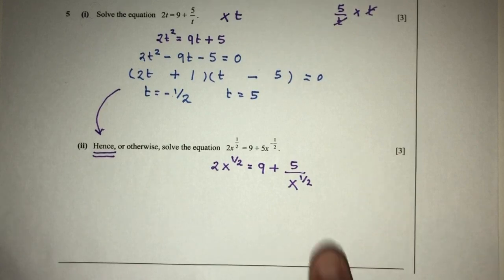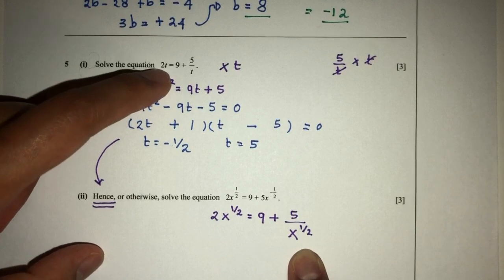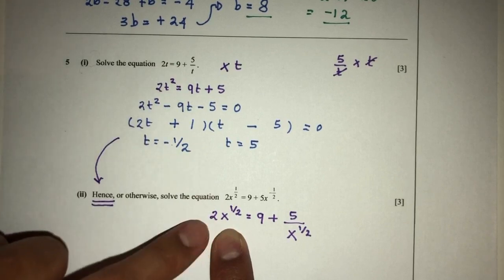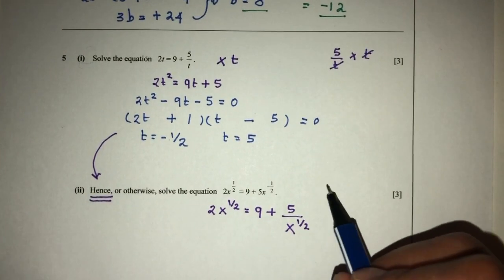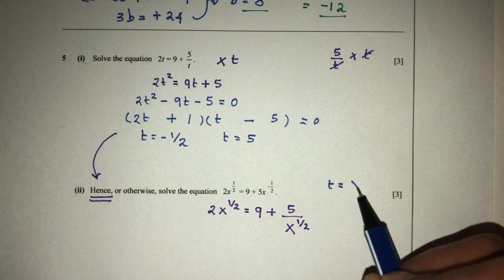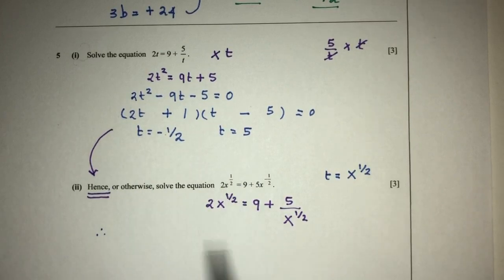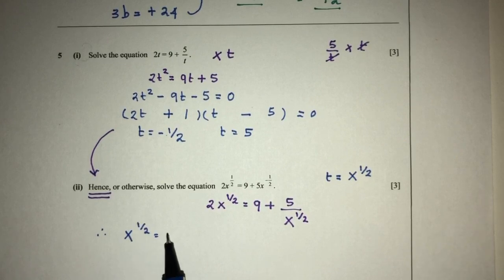But if you observe, this looks a lot like my equation over here. The only difference is, here we have t, here we have x to the power half. So basically, the same logic, if you were to solve this equation, eventually you will end up with the same answers. The only difference is t is equal to x to the power half in this equation. So basically we know that, hence, because of this replacement, x to the power half has to be minus 1 over 2, or x to the power half is equal to 5. Okay?